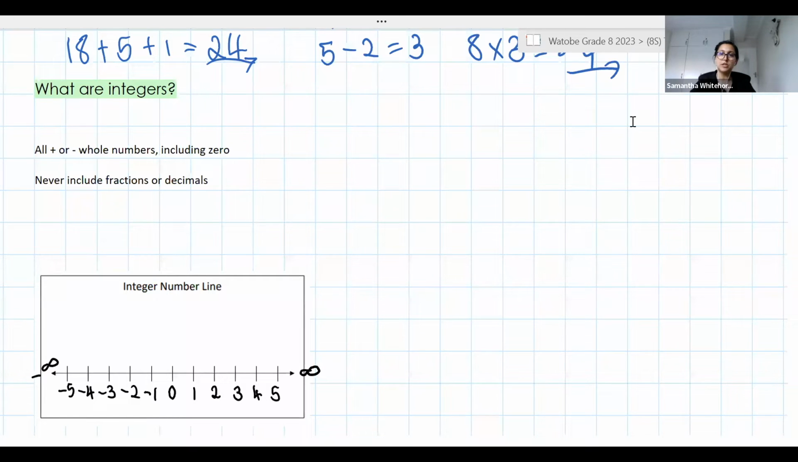Okay, Kopano, question? Ma'am, I was saying that if the integers are not fractional, they can be any number, positive or negative. Yes, so any number, positive or negative, just no fractions, no decimals. Yes, ma'am. Good.